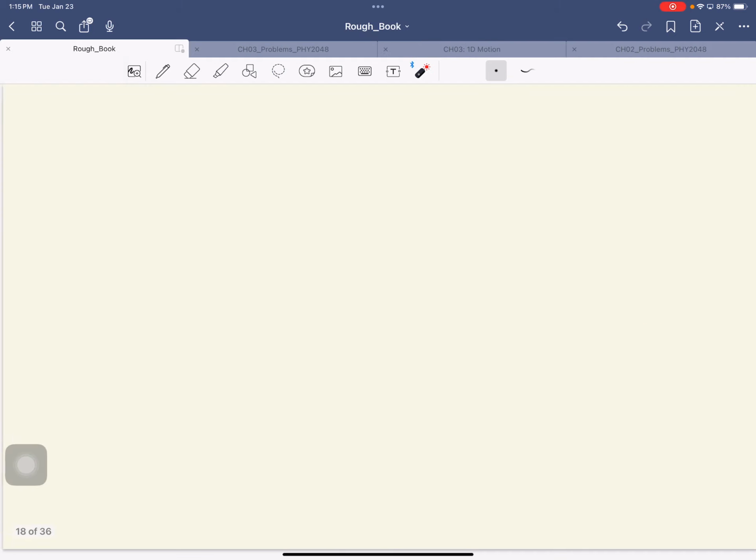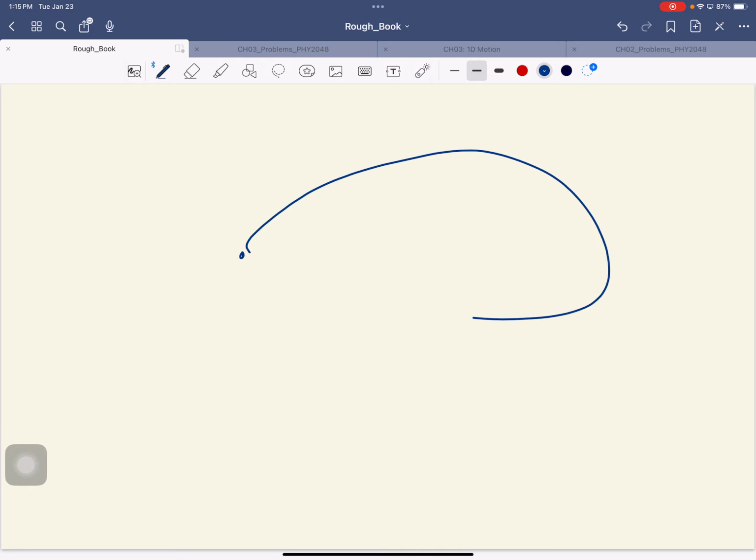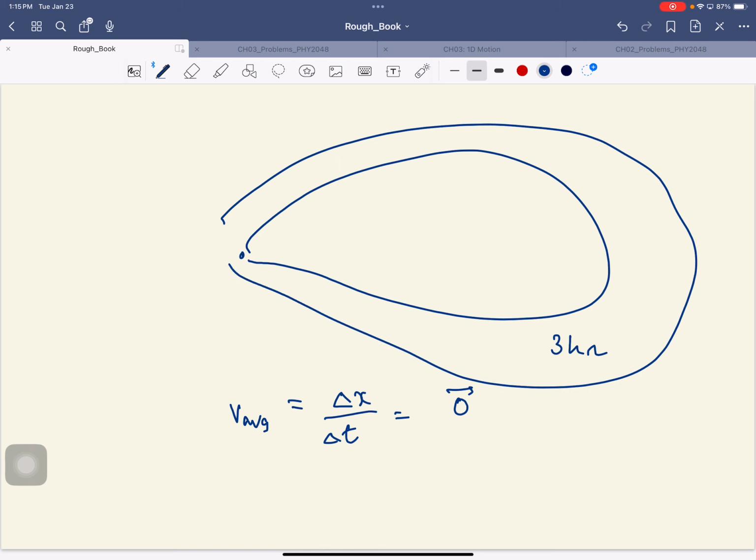Let's say you go to school and come back home. You came back home 3 hours later. What was your average velocity? Average velocity is displacement over time. Displacement was 0, so it's 0 vector. You came back 5 hours later. What was the average velocity? 0. So averages give you some information, but no details at all.